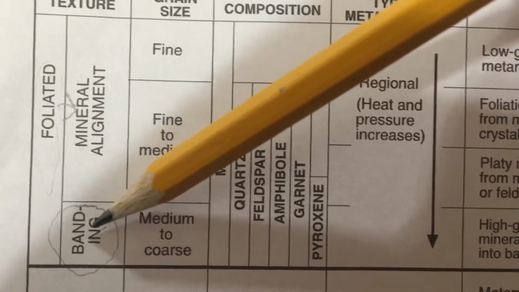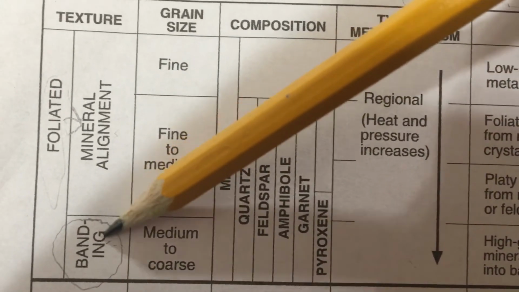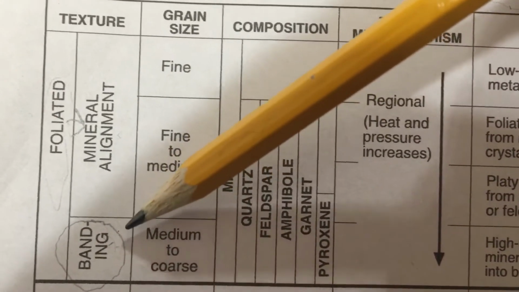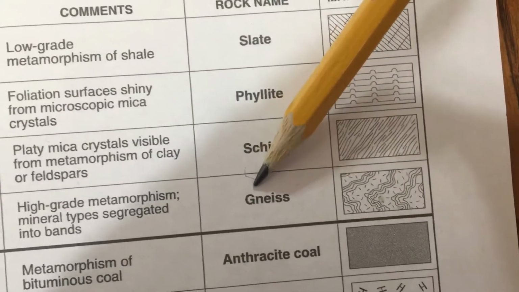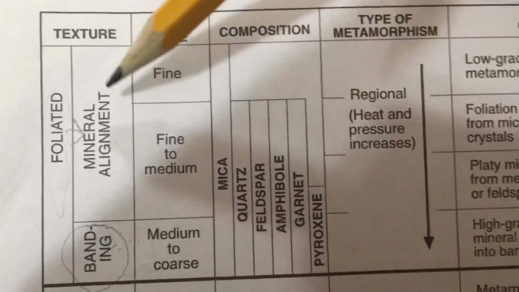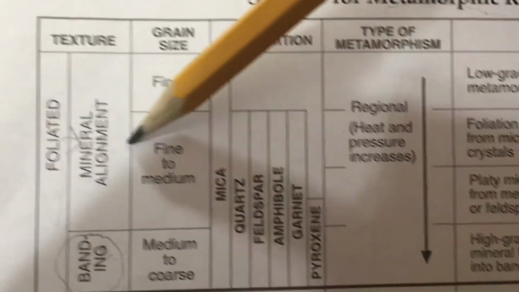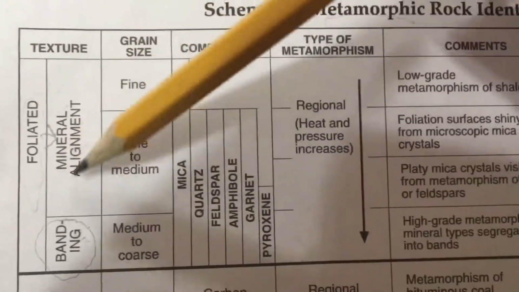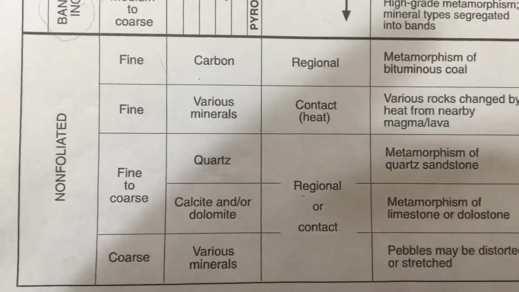Banding is a really bold, obvious form of mineral alignment where there's, I usually say, zebra stripes. Very easy to spot lined up minerals. As soon as you see banding, boom, life is easy. The other mineral alignments might be a little bit more subtle, but as usual, I'll help you out with that. That takes care of foliated, which again means mineral alignment. If we go to non-foliated, that means there's no mineral alignment.